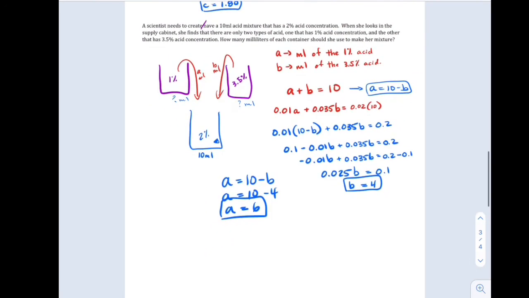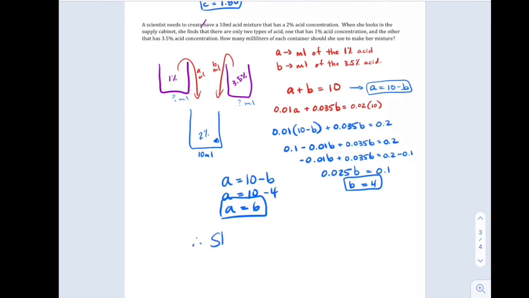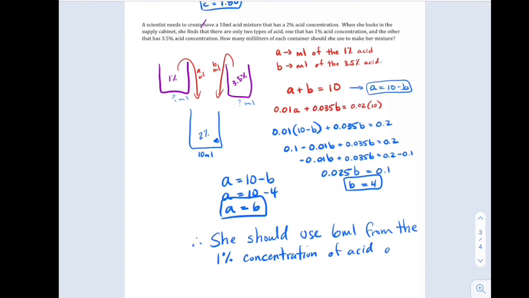So we solved it. I know how much of each to use. Therefore, she should use 6 milliliters from the 1% concentration of acid and 4 milliliters from the 3.5% acid concentration.